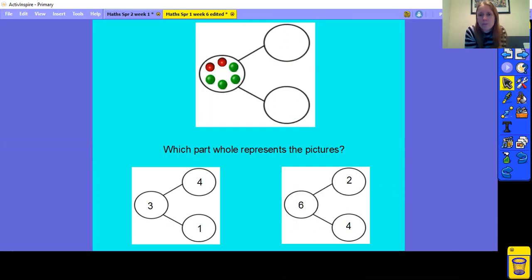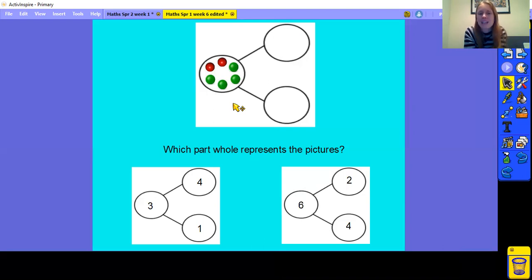Now it's your turn. What I'd like you to do is pause the video and talk to your grown-up about which of these part whole models represents the pictures shown at the top. Pause the video and have a go. Don't worry if you get stuck, because when you come back, we will do it together.